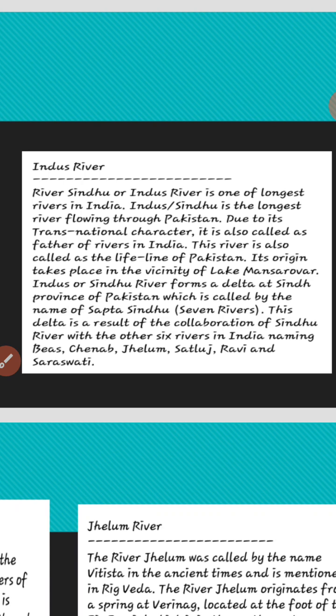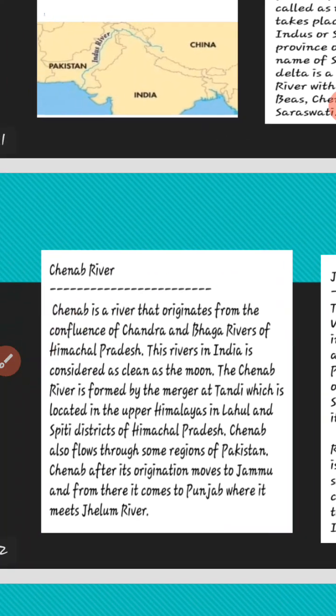Indus or Sindhu River forms a delta in Sindh province of Pakistan, which is called by the name Sapta Sindhu, 7 rivers. This delta is the result of the Sindhu joining with the other 6 rivers in India, namely Beas, Chenab, Jhelum, Satluj, Ravi and Saraswati. Now Chenab.